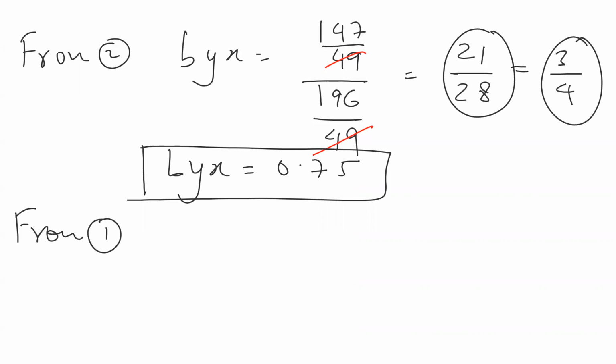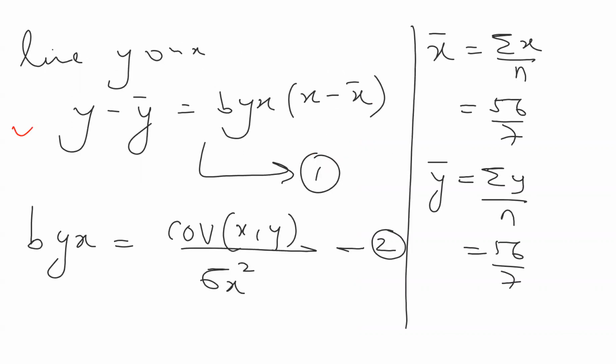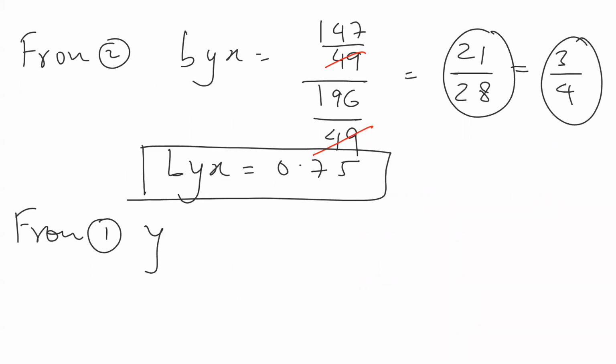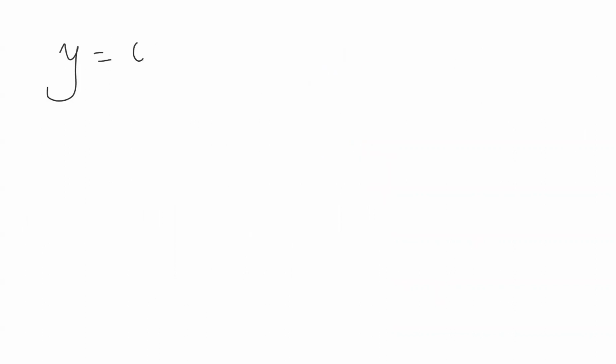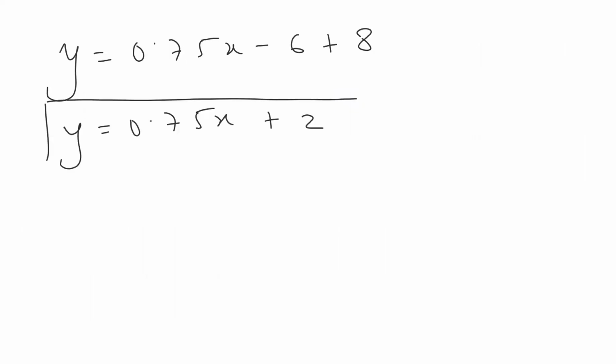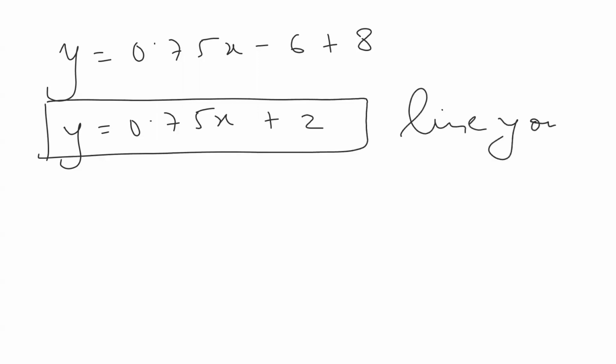So from equation number 1, y minus y bar equals byx into x minus x bar. Now y bar and x bar are 8 and 8. So y minus 8 equals 0.75 into x minus 8. So y minus 8, 0.75x minus, 0.75 into 8 we have to multiply. 0.75 into 8, that is 6. We'll go to the next page. So y is equal to 0.75x minus 6 plus 8. Y is equal to 0.75x plus 2. This is line y on x.